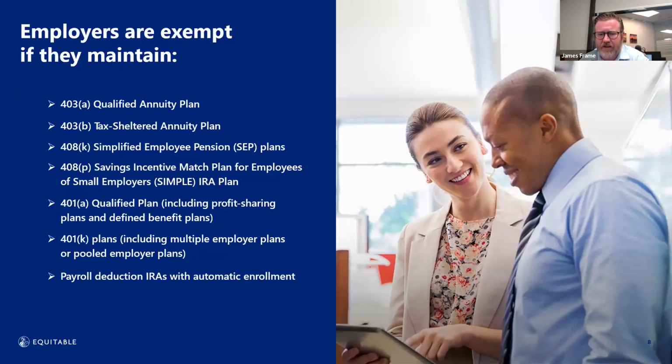In a SIMPLE plan, it's the same exact idea. You must offer a 3% match or a 4% match plan for them. The big thing is you cannot have more than 100 employees. The second you have more than 100 employees, you must now move up to the 401k.